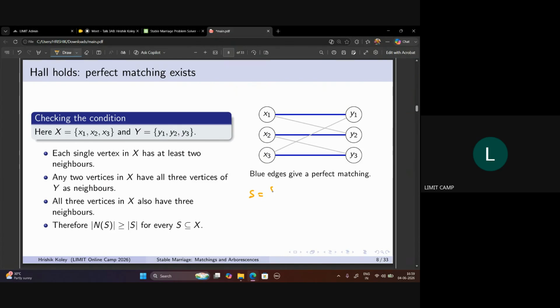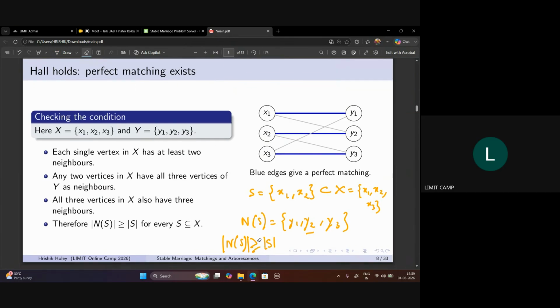So let's say I take S to be x1, x2. This is a proper subset of X, where X is my x1, x2, x3. Now the neighborhood of S will be, with respect to x1, vertices y1 and y2, and with respect to x2, vertices y2 and y3. So here the cardinality of the neighborhood of S is strictly greater than the cardinality of S. So the condition, greater than or equal to, holds.